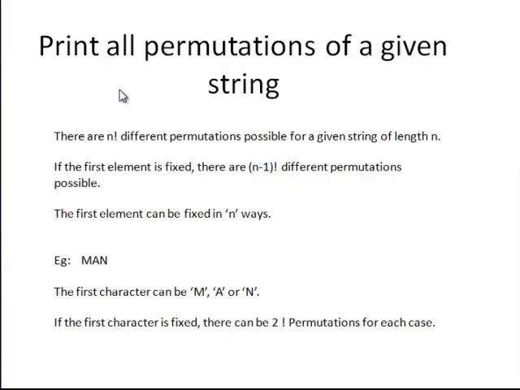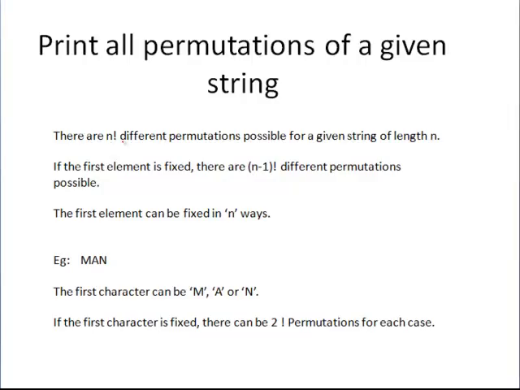Our task is to print all permutations of the elements of a given string. Let's build an intuition on how we can build our algorithm. Let's consider a string of length n. Then it would have n factorial different permutations. If the first element is fixed, the number goes down to n minus 1 factorial.